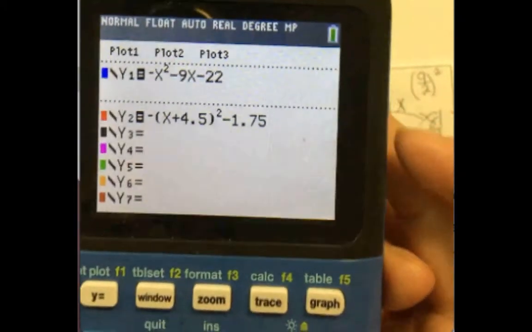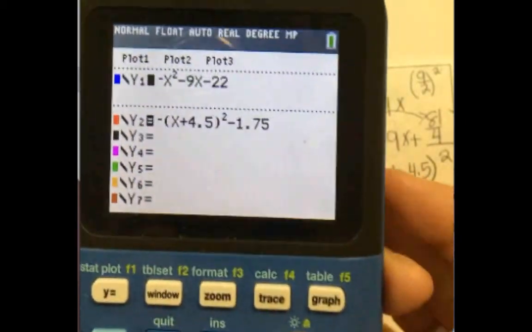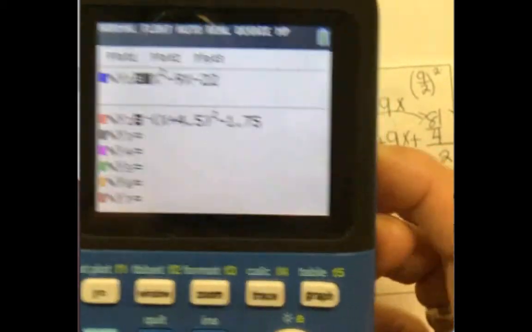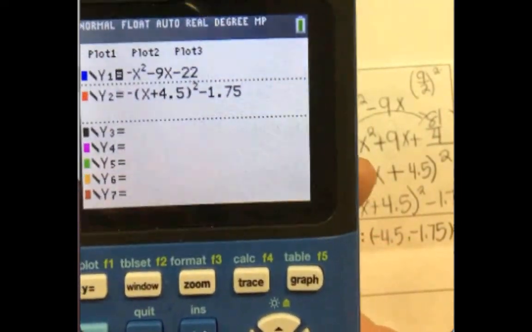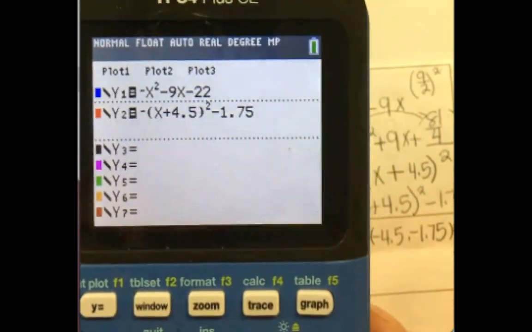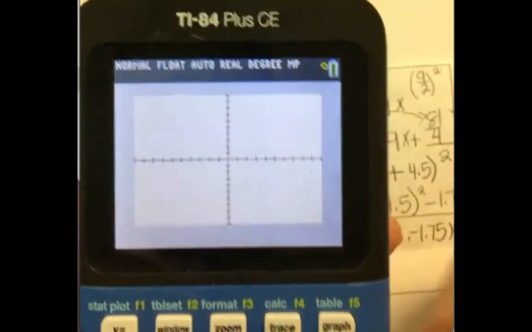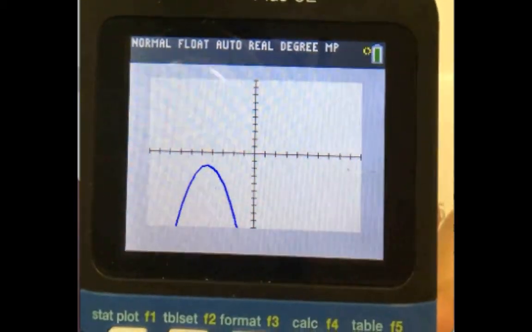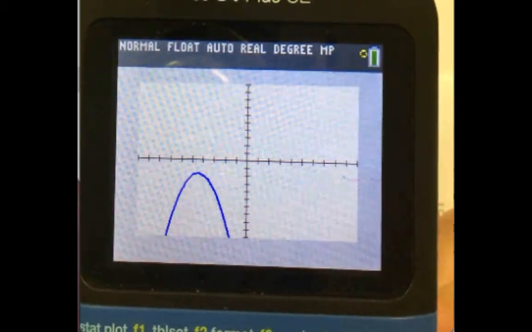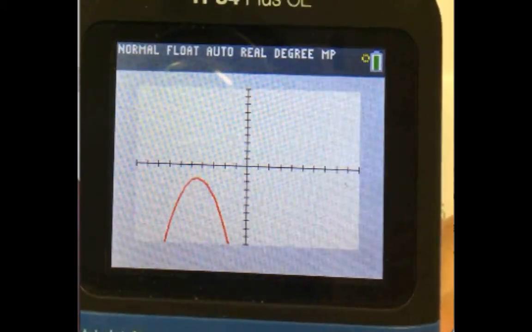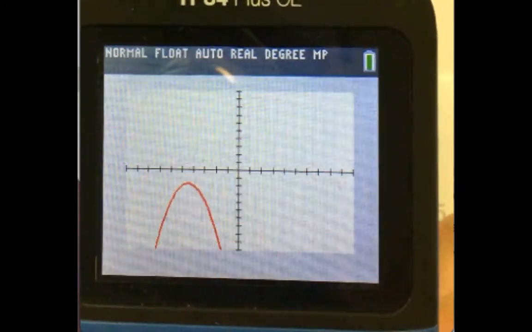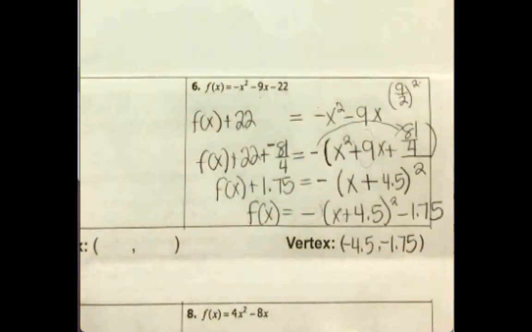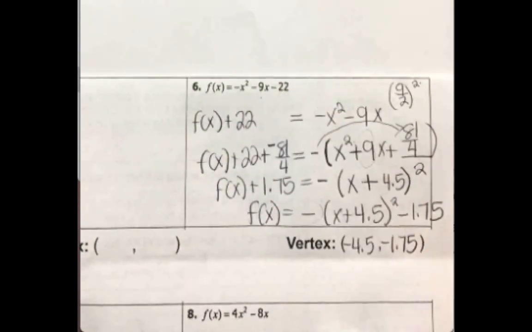So I went ahead and typed in the original and what I got for vertex form. And I'm just going to go ahead and graph them at the same time, and we're going to see if that's the same graph. And you can see that red graph going right over top of the blue, and that's my graphical verification that in fact those two forms of the quadratic are equivalent, one in standard form and the other in vertex form.